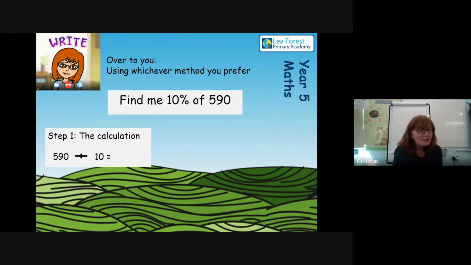Oh, Cole, we started with 590, so we can't have 590 in the answer. Excellent, Jay. Oh, Chloe, we don't need a decimal point or a 0 in that answer. It gives it a completely different answer if you put the 0 and the decimal point in it. So you're almost there, you just don't need your 0 and your decimal point.